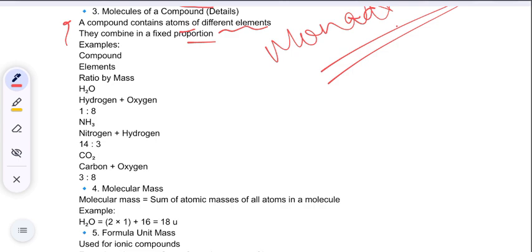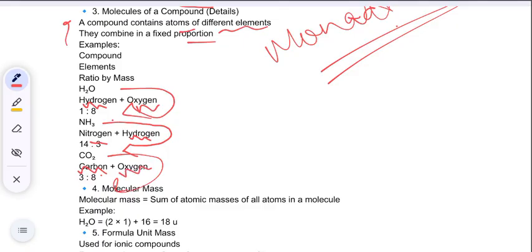For example, let's say the compound H2O. It always combines in a fixed ratio of 1:8, hydrogen plus oxygen. NH3, ammonia, 14:3, nitrogen plus hydrogen. Carbon dioxide, always 3:8, carbon and oxygen.